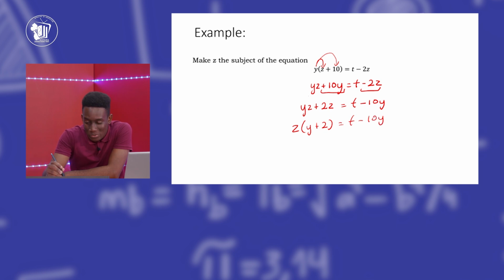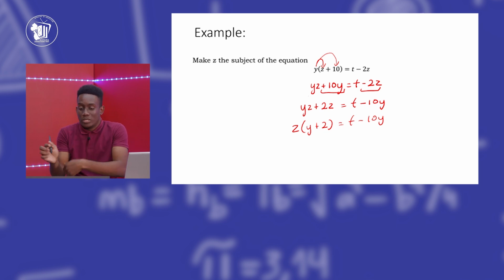I'll have one z alone, so the z is multiplying here. And of course, if I distribute this z, I will end up with what I have at the top here. So I did not change anything about the equation. I just factorized it out and changed it to express it in a different way, but it's the same equation.